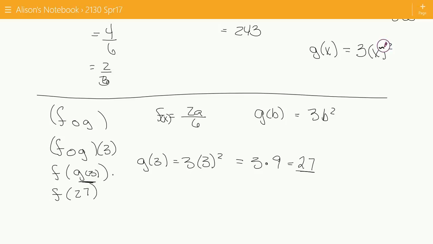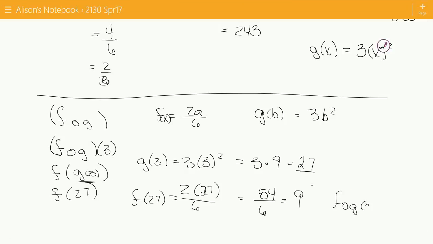Well, I now have an f equation, which is 2a divided by 6. And so wherever I find the a in my original f, I'm going to replace it with 27. So 2 times 27 is 54, divided by 6 is equal to 9. So we'll see that f of g of 3 is equivalent to the number 9. So let's try another one.